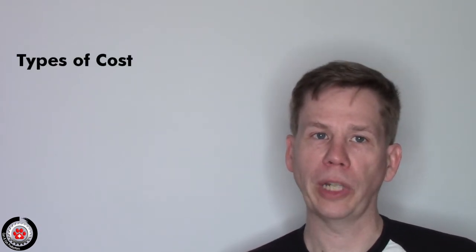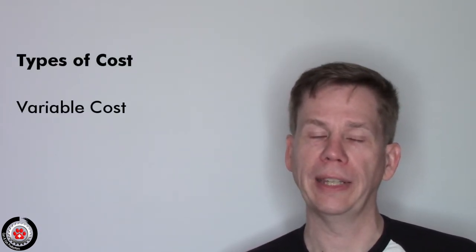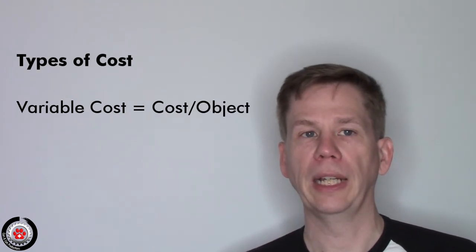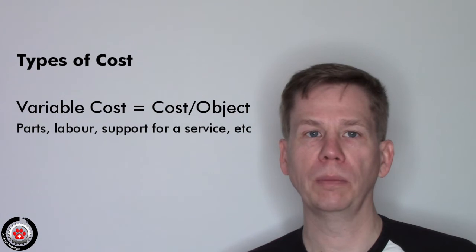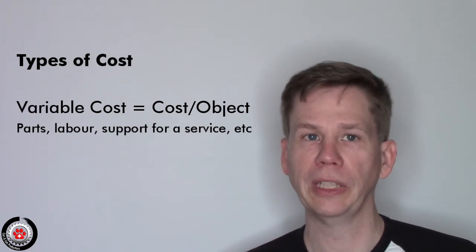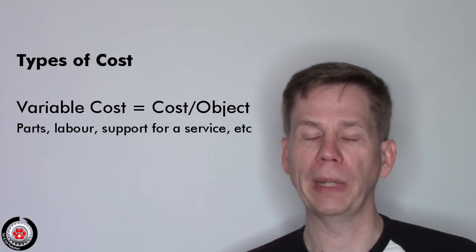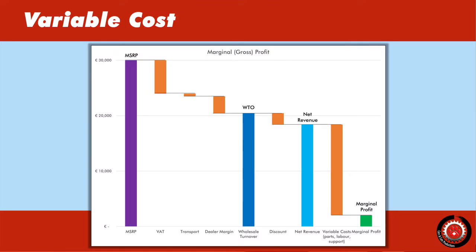So there are two types of costs. There's variable cost, and that's cost per object. That's parts, labor, support for service, any consumables. It's really the direct things which go into making and supplying that object. So again, in our $30,000 euro car case, we can see that the variable cost comes directly from making that product, all the raw materials and components and labor from building the car. And every extra car you make will carry that cost again.